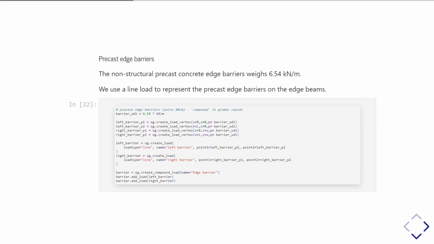So compound load is really just an additional step. It's just grouping different loads together as a single load. So you can have a compound of 2 points together, 2 points and a patch together, and so forth. So we create a compound load here called barrier. The left barrier and right barrier then goes into the barrier object using add load functions again.